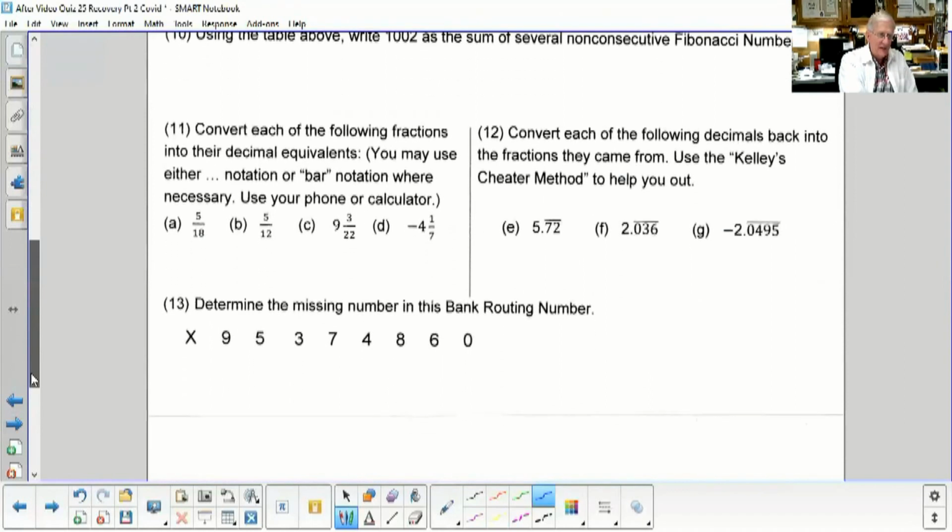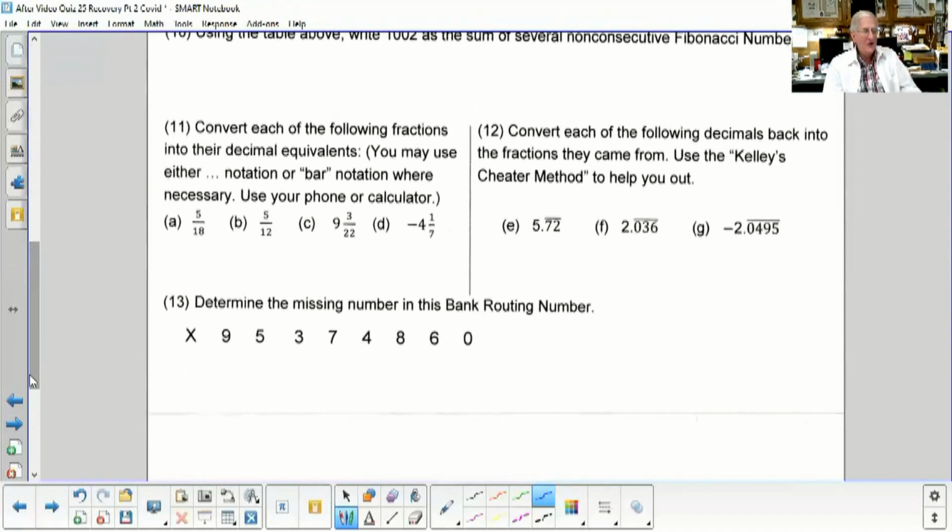Now let's just take a minute to look at these. How do you convert those fractions into their decimal equivalents? You take the top, you put it in your calculator first, and you divide it by the bottom. Look at 12, please. In problem 12, statement E, or question E, would be what? 5 and 72 over 99. There are 2 repeating numbers there.